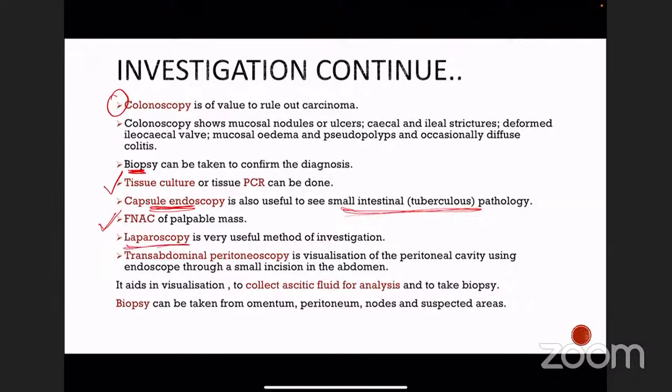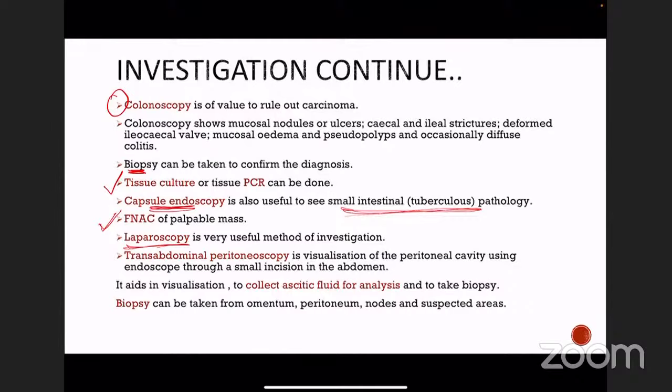Laparoscopy is also a very useful method of investigation. Why? Because through the laparoscopy, we can take a look over the abdomen. We can see the other signs: adhesions, fibrosis, nodules of tuberculosis. And we can also take a biopsy. And if there is ascitic fluid, we can take that also for ascitic fluid analysis.